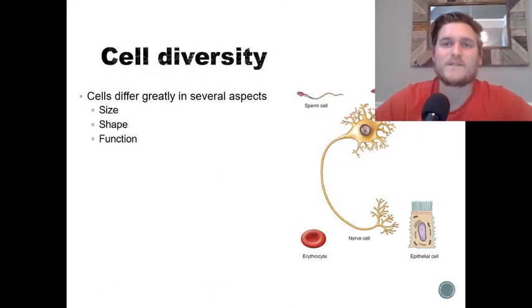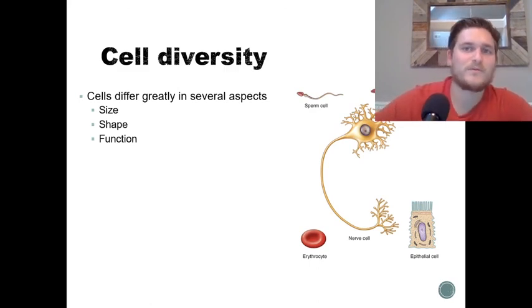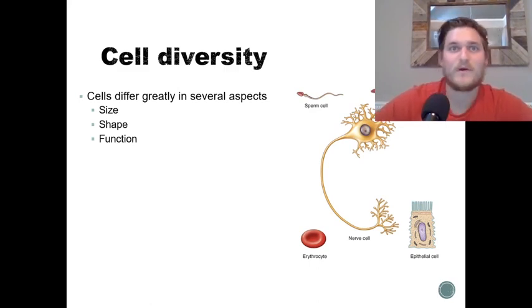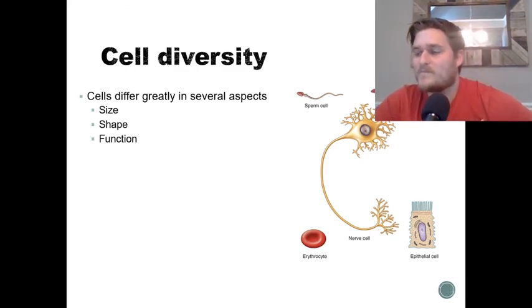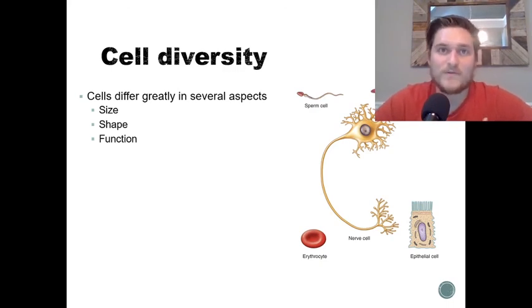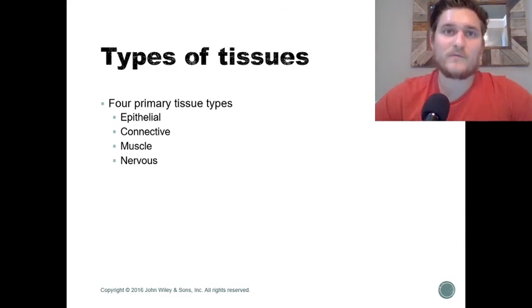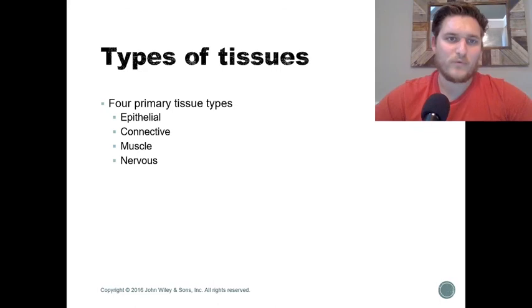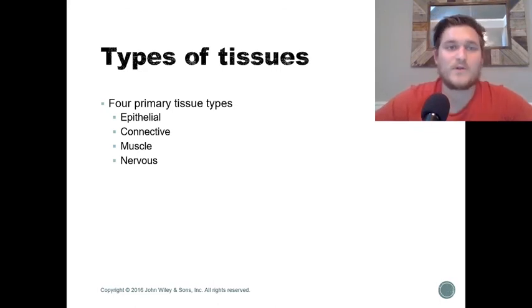There are many different types of cells in our bodies, and they're going to vary in size, shape, and function. Some of them do not even possess DNA. Some of them are not going to replicate. Some of them are going to be involved in your nervous system. Some of them will be involved in the respiratory system. And so we have a lot of different cells, each of which have their own specific functions. These cells will come together to form different types of tissues, and we are going to discuss the primary tissues in our bodies, which are epithelial, connective, muscle, and nervous.